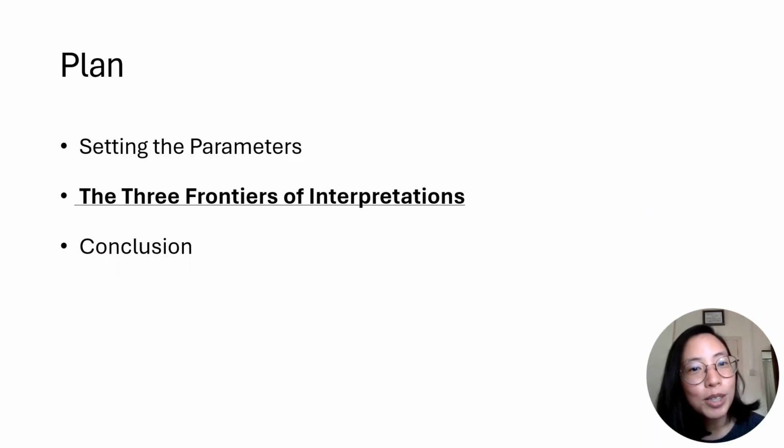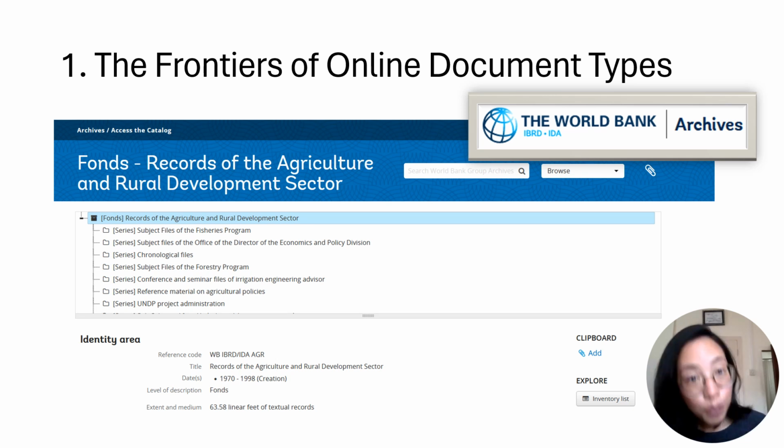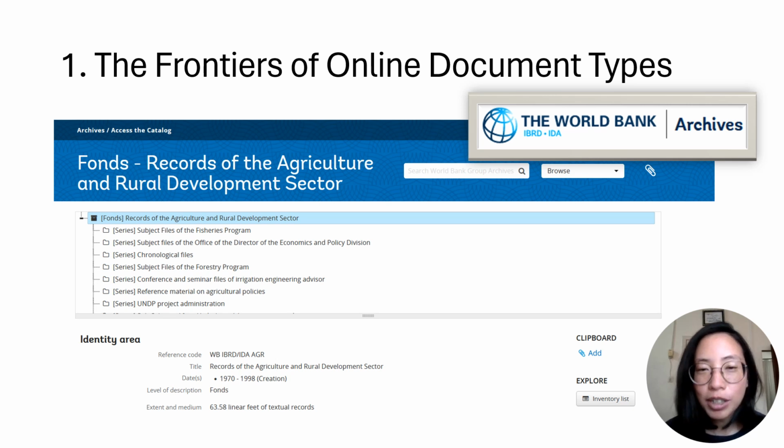Now this leads me to the second section of my presentation. Be aware of the frontiers of digital platforms to make sound interpretation. Identify 3 frontiers. Let me start with the first one. The first frontier is the frontier of document types. What sorts of documents were digitalized and put online? Were they only published annual reports, or were they gray literature that could allow you to glimpse into the discussion during policy making? Some organizations are as clear as the World Bank.